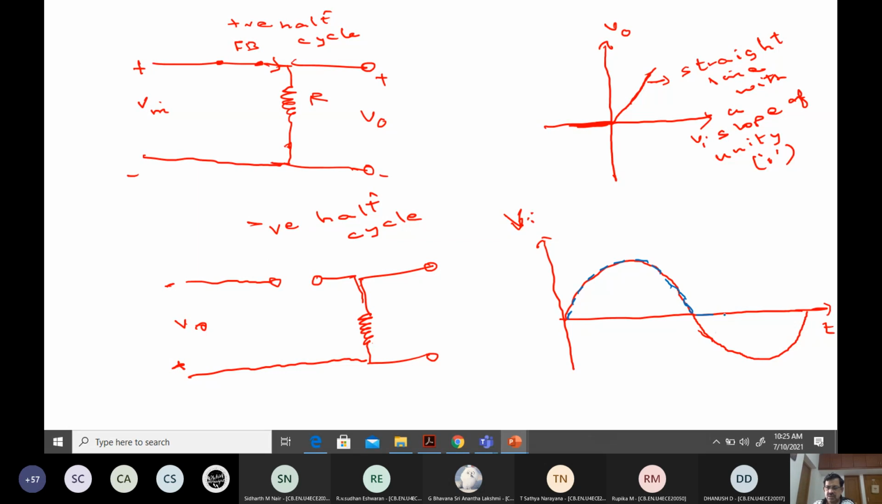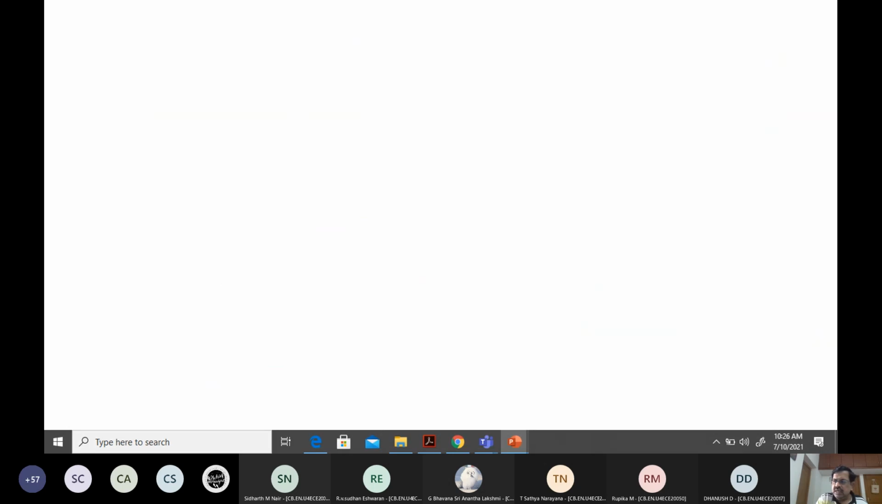I have only drawn a representation of 1 cycle. That story continues like that, output, no output, output, no output, like that. So that is about the negative series clipper. Now you can similarly do a negative shunt clipper.